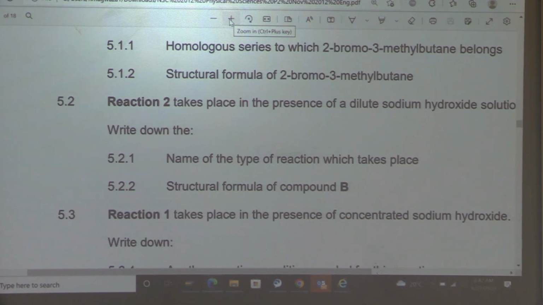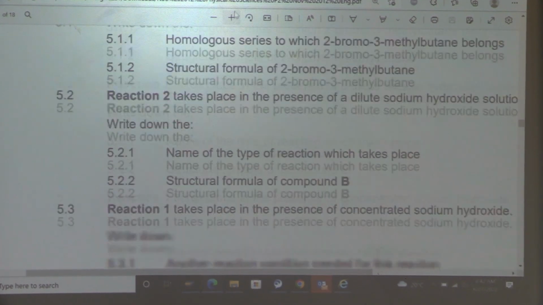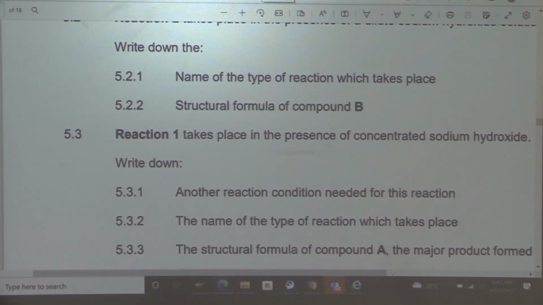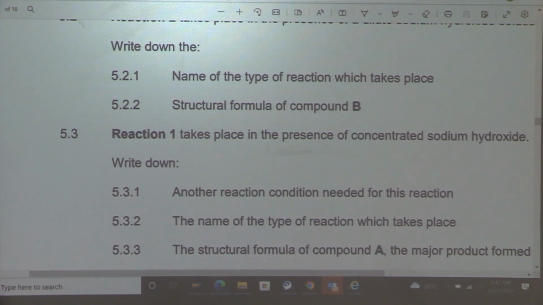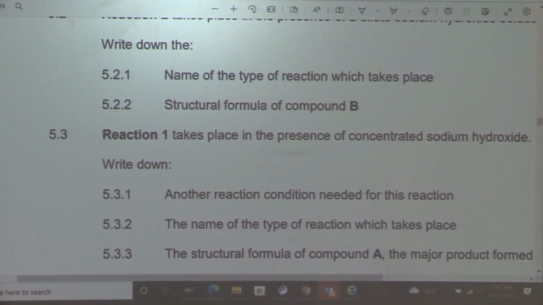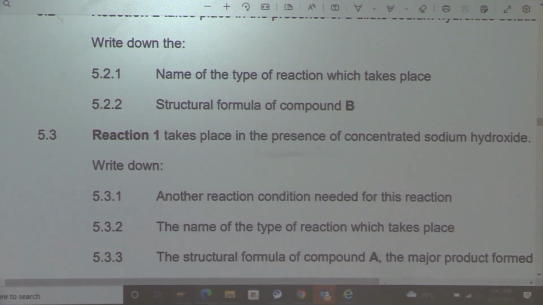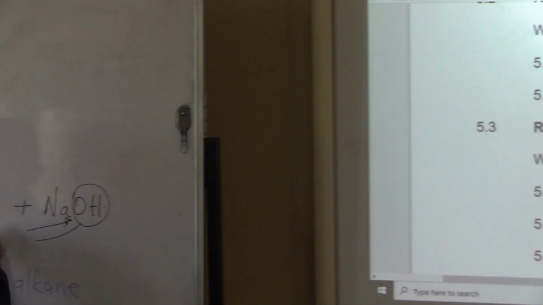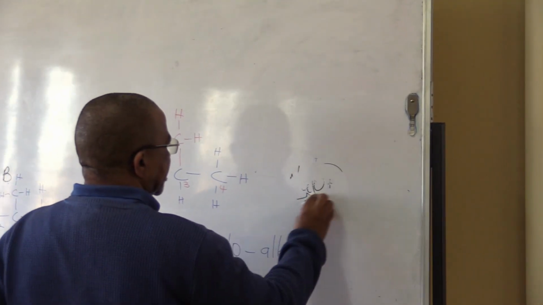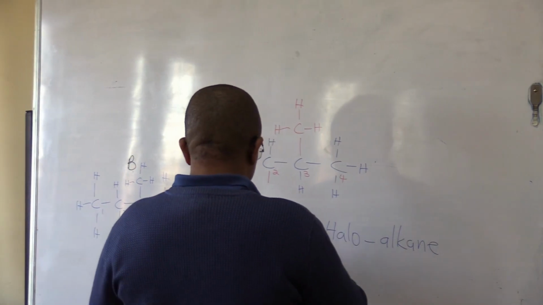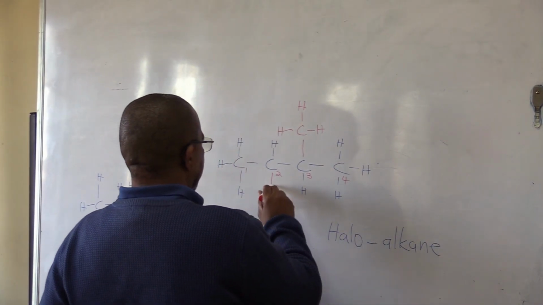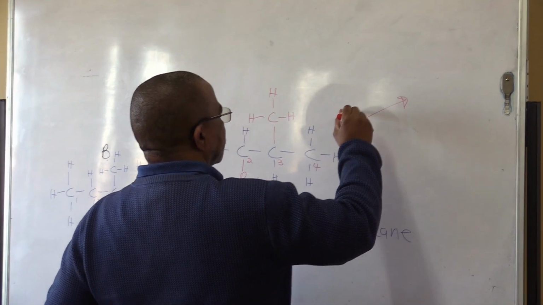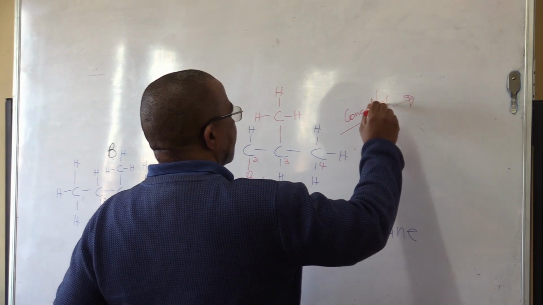What about 5.3? 5.3 says reaction 1 takes place in the presence of concentrated sodium hydroxide. In the presence of concentrated sodium hydroxide, Br. I guess it's concentrated sodium hydroxide.